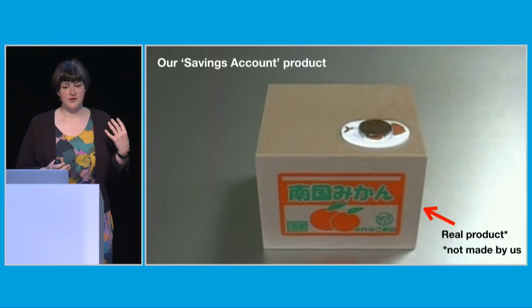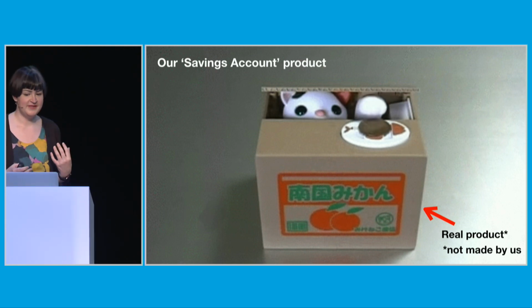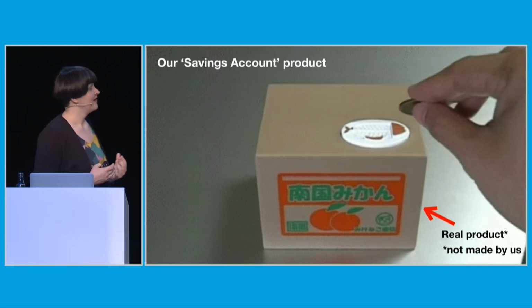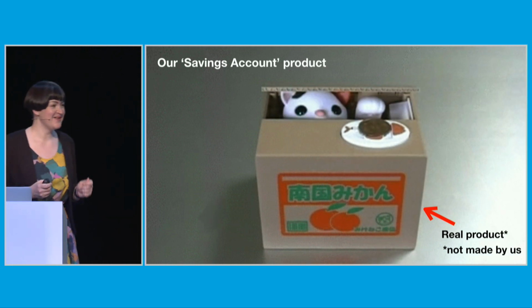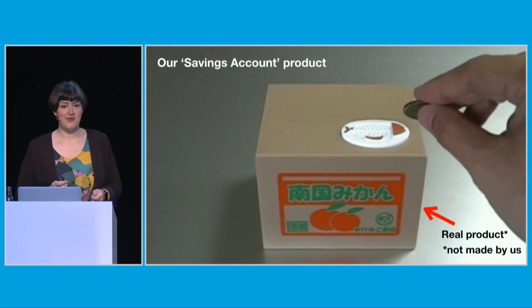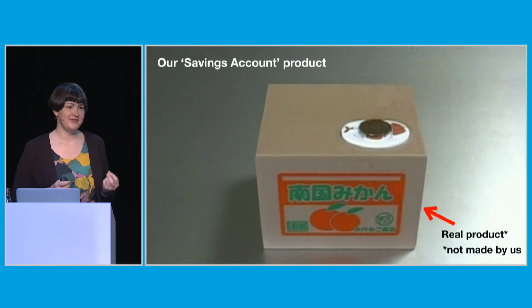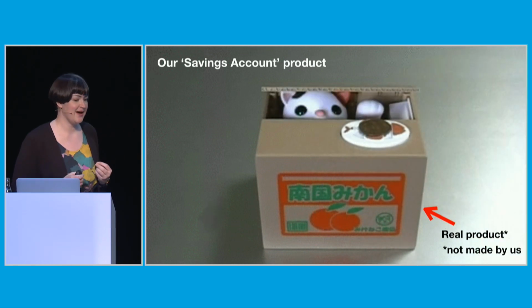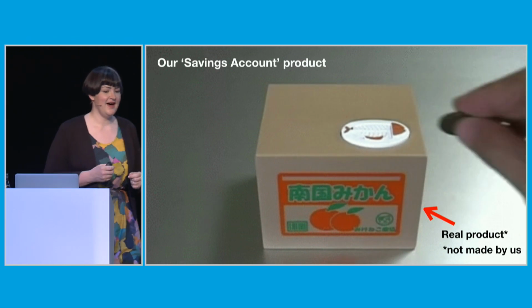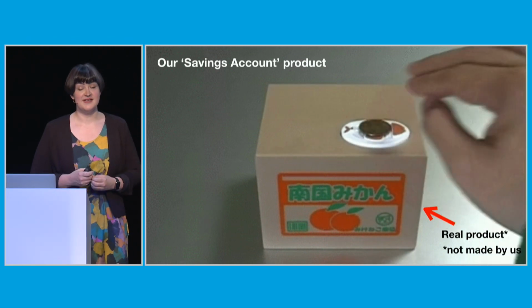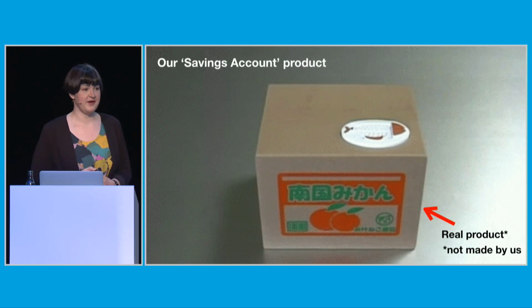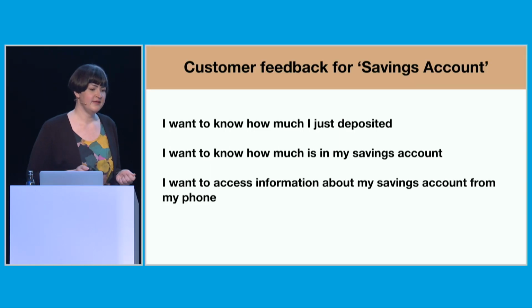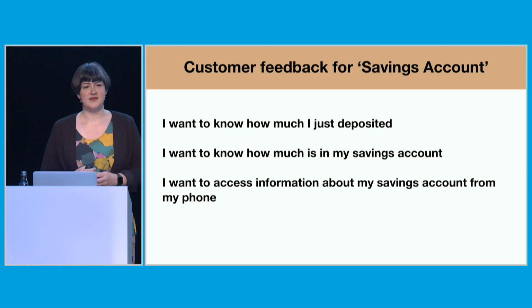So this is our original savings account 1.0. It's very cute, right? The customer puts their deposit on top of the coin bank. The coin gets brought into the savings account by the cat, and then the money is deposited into their savings account. Now, our customers have loved this product, but they want something a bit smarter.